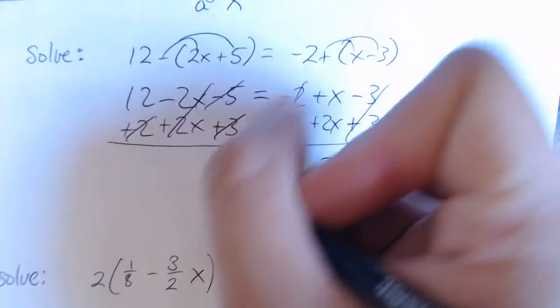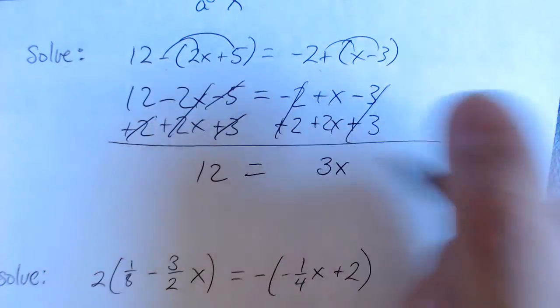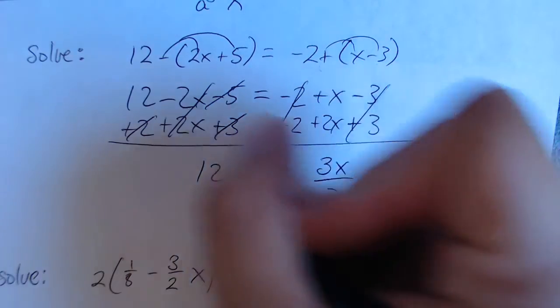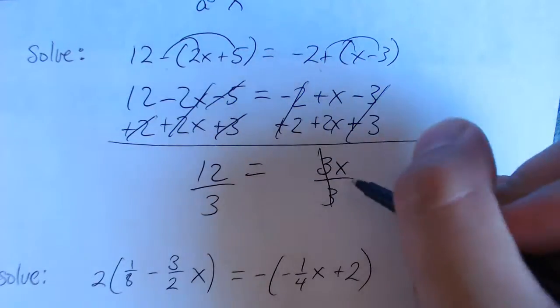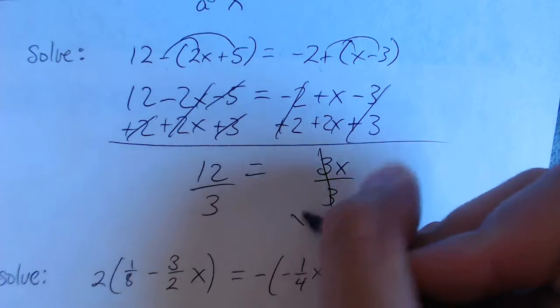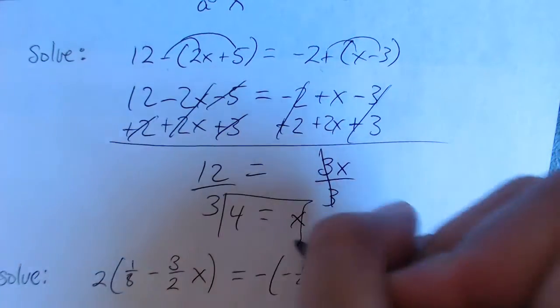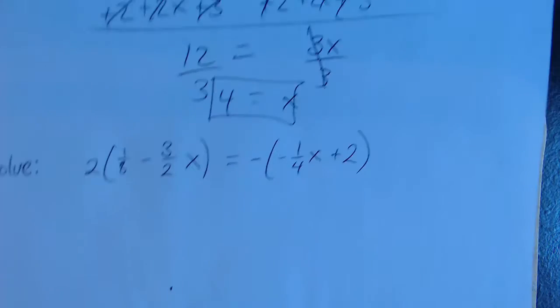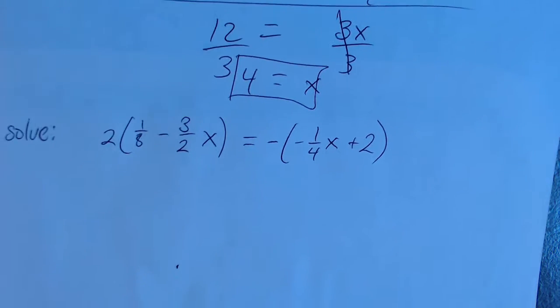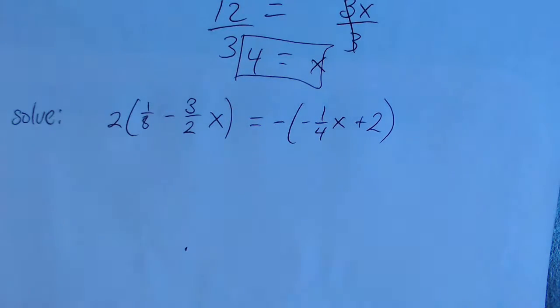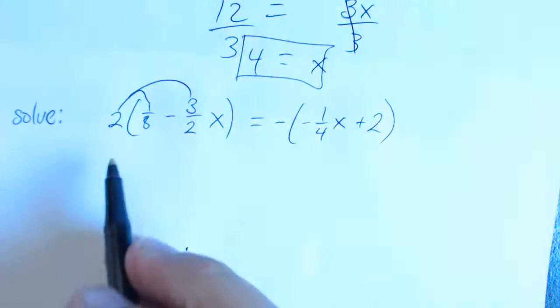So then I'm just left with 12. So 12 equals 3x. Divide each side by 3. 3's cancel. So then x equals 4. Last example. So this one looks a little bit more difficult because we got fractions, but it's the exact same rules as above. We'll start off with distributive property here.